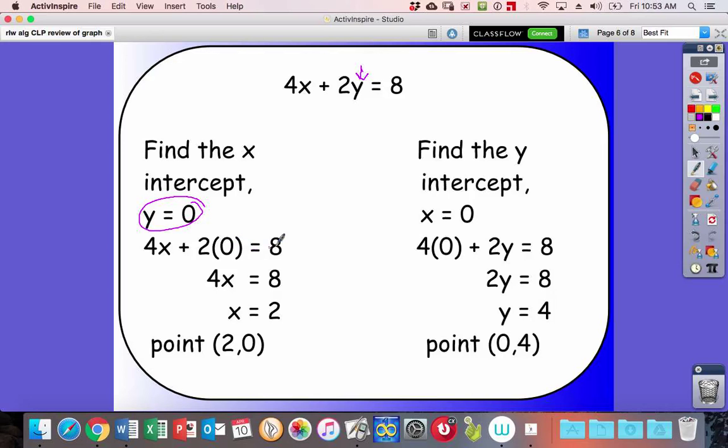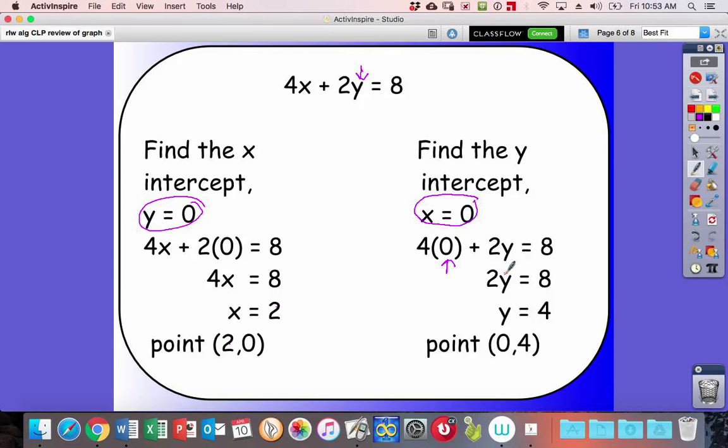4x plus 0 is equal to 8, so I get 4x equals 8. I divide by 4 on both sides, and I get x is equal to 8 divided by 4, which is 2. So I have the point x is 2 and y is 0. Then I'm going to set x equal to 0. So I go to my equation and set x equal to 0. I get 0 plus 2y equals 8.